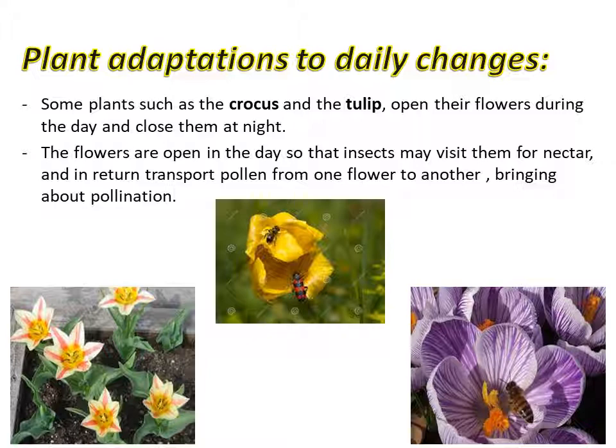Some plants, such as the crocus and the tulip, open their flowers during the day and close them at night. They open them during the day when the sun rises. Like what? Like the crocus and the tulip. The flowers are open in the day so that insects may visit them for nectar, and in return transport pollen from one flower to another, bringing about pollination.